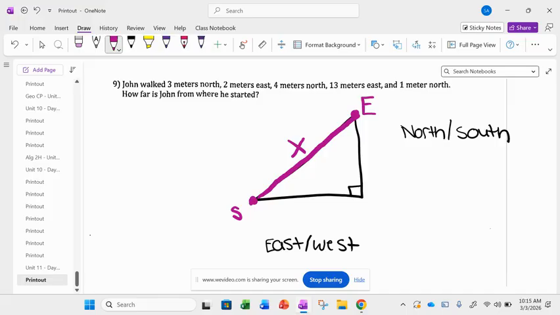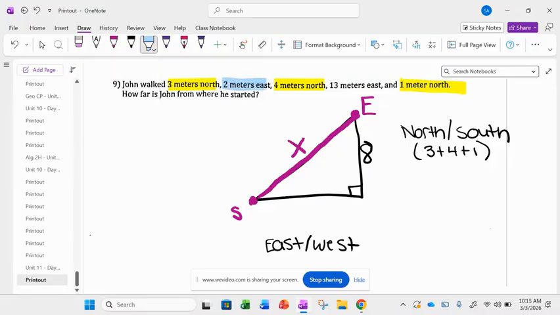So let's see all the north we're adding. John walked 3 north, 4 north, 1 north. What am I going to do, you think, with the 3, the 4, and the 1? Any guesses at all? Excellent. We're going to add them. So we're going to say 3 plus 4 plus 1. 3 plus 4 is 7, plus 1 is 8.